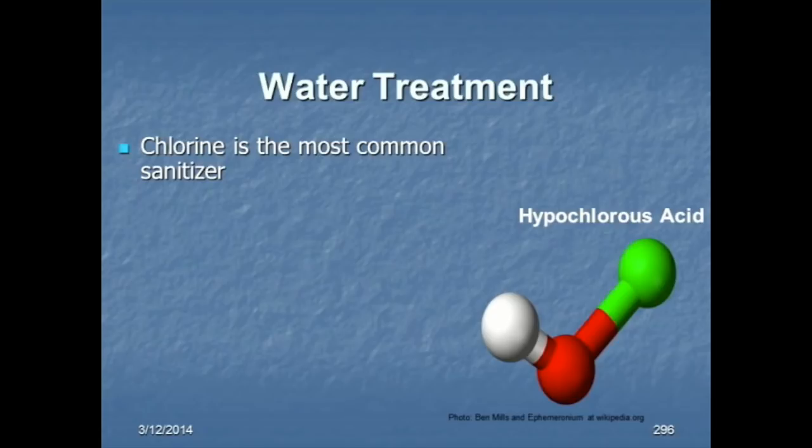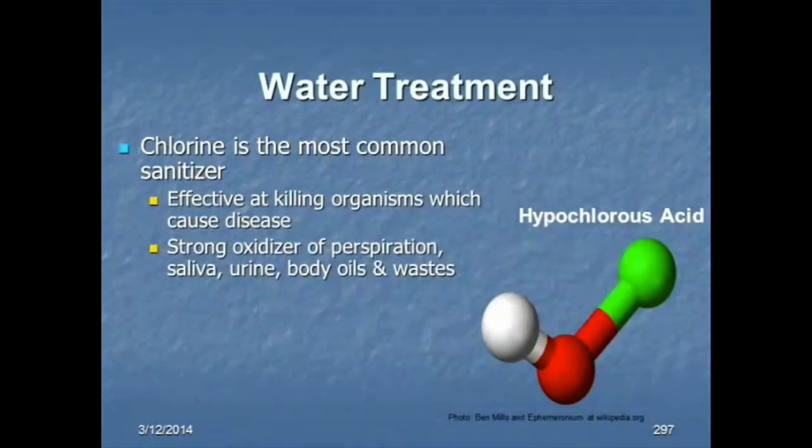Hypochlorous acid is the product that we get out of that. That's what is going to go kill those germs for us. It's very effective at getting rid of those organisms. It's a very strong oxidizer. It gets rid of perspiration, saliva, that never happened in Nebraska swimming pools, but urine that's in the swimming pool. It converts that into a gas and gets it to leave the swimming pool.